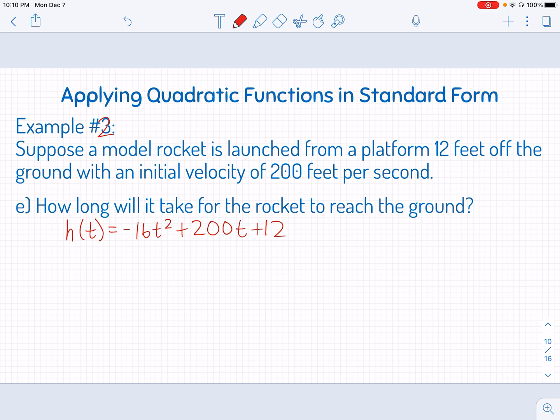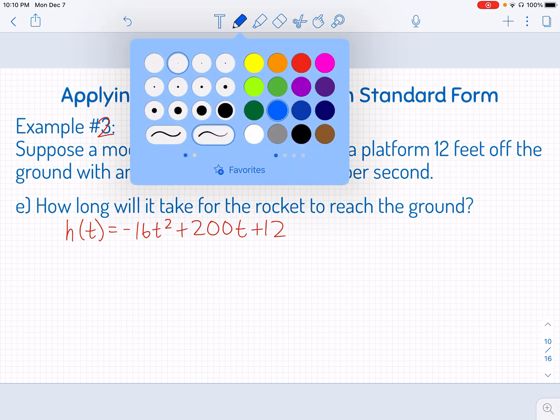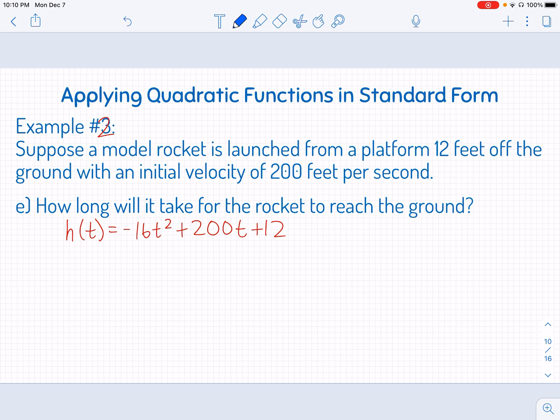So the question says, how long will it take for the rocket to reach the ground? So if we think about that image we drew earlier, we had a platform, it goes up, it comes back down. It's going to hit the ground when it hits the x-axis. So it's going to hit the x-axis when height is 0.